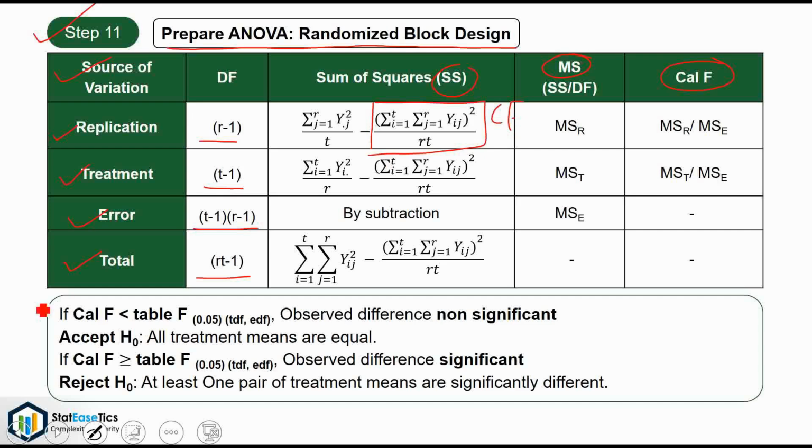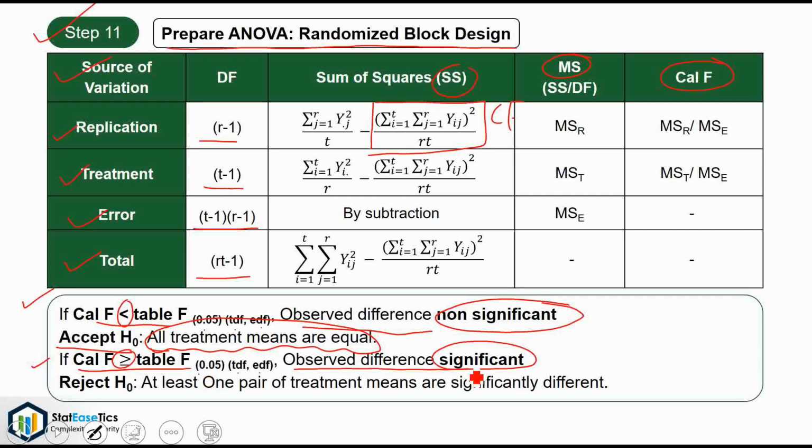Now let's see the interpretation. If calculated F is less than table F at 5% level of significance and treatment DF, error DF, the observed difference is non-significant and hence H0 is accepted, that is, all treatment means are equal. And if calculated F is greater than or equal to table F at 5% level of significance and treatment DF, error DF, then the observed difference is significant. Hence, H0 is rejected, which means at least one pair of treatment means are significantly different.